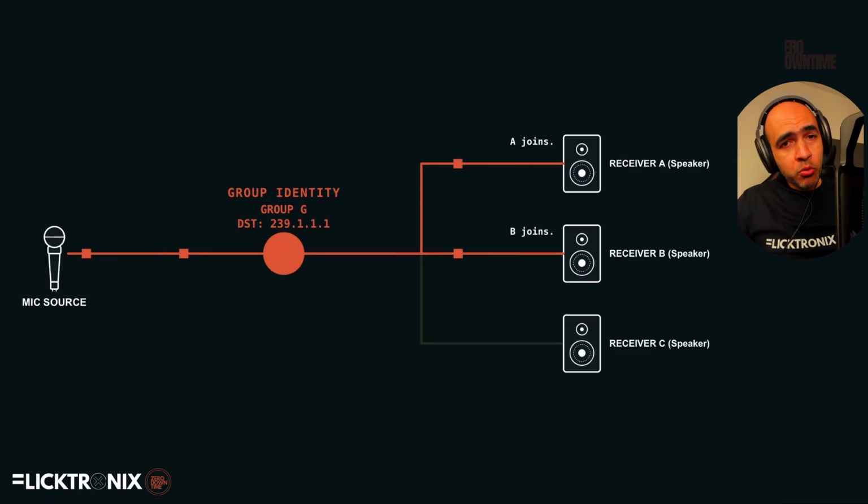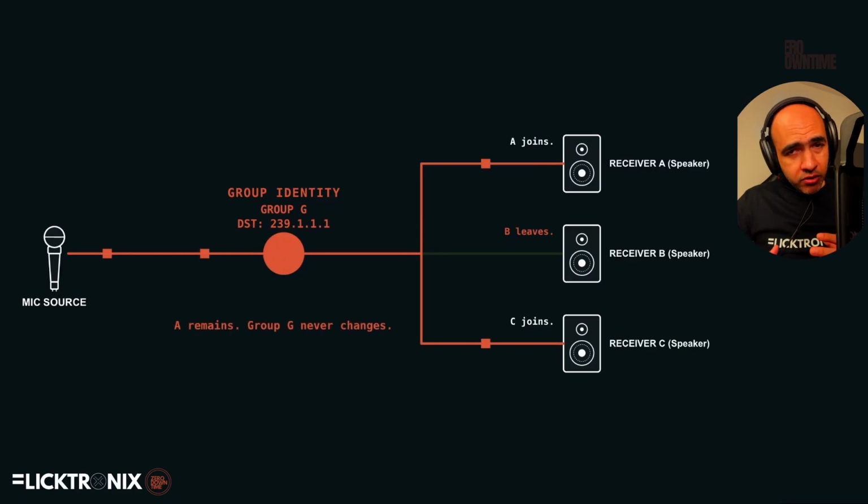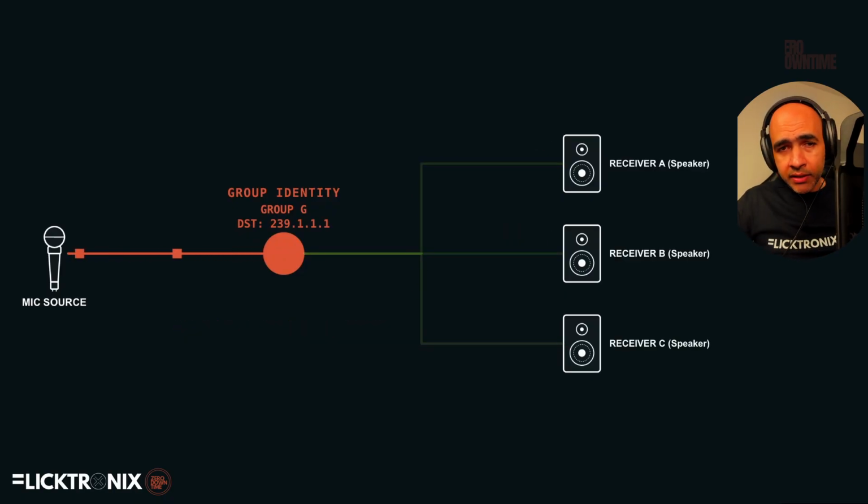Hosts join the group when they want that traffic, and they leave when they don't. The membership can change without changing the ID of that group. That is the fundamental architectural move behind IP multicast addresses. The destination field no longer identifies an individual receiver or a NIC. It identifies a group, and that idea drives what we're about to examine next.